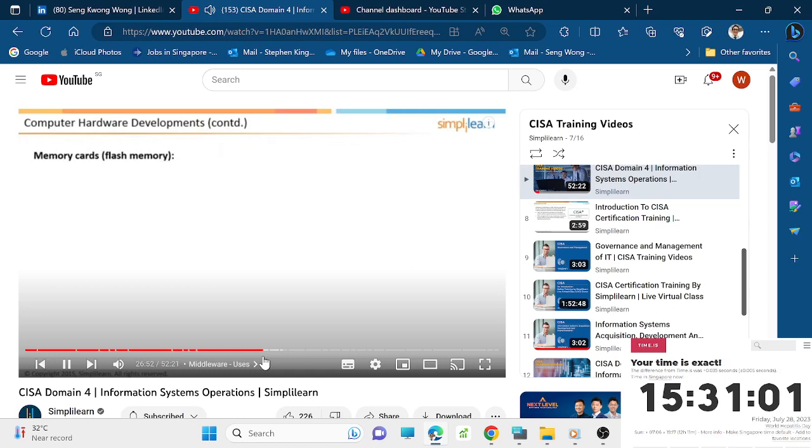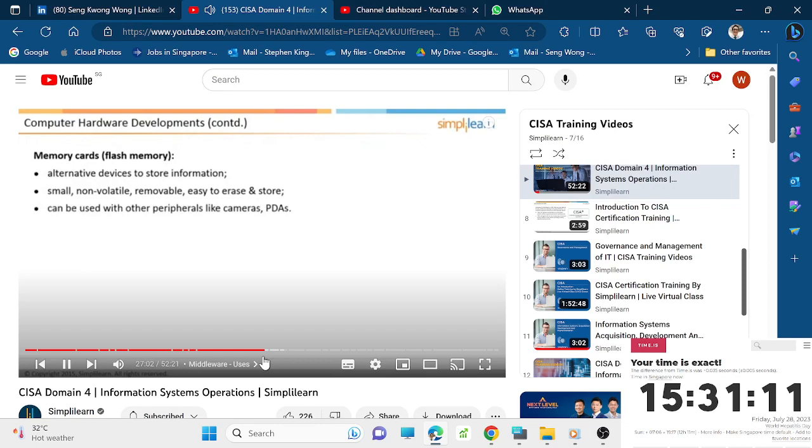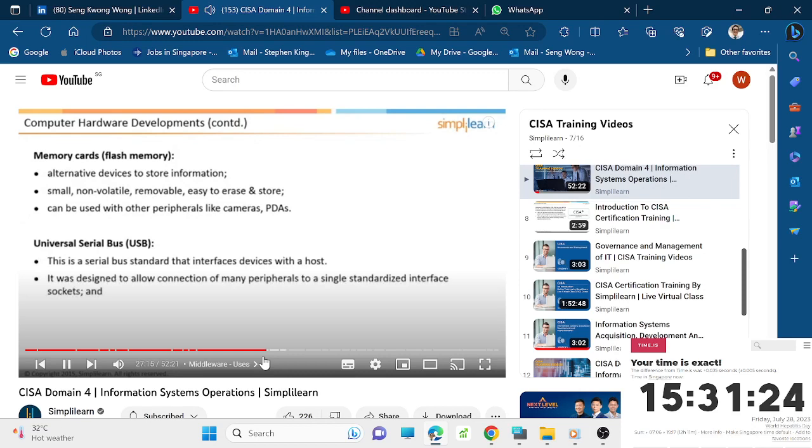Memory cards, flash memory, are alternative devices to store information. They are small, non-volatile, removable, and easy to erase and store data information in and can be used with other peripherals like cameras, personal digital assistants. Universal Serial Bus, USB, is a serial bus standard that interfaces devices with a host. It was designed to allow connection of many peripherals to a single standardized interface socket and improve the plug-and-play capabilities by allowing hot swapping. In the next screen, we look at common enterprise back-end devices.